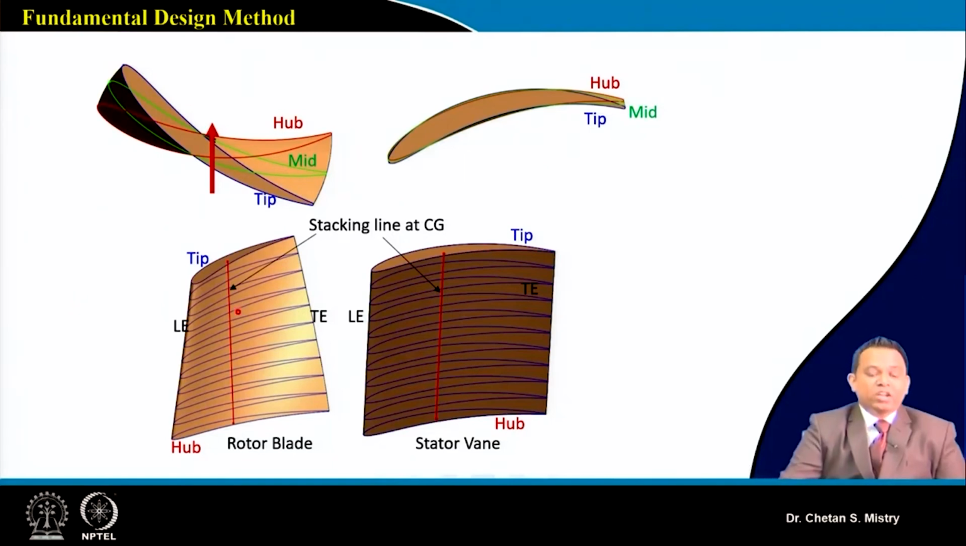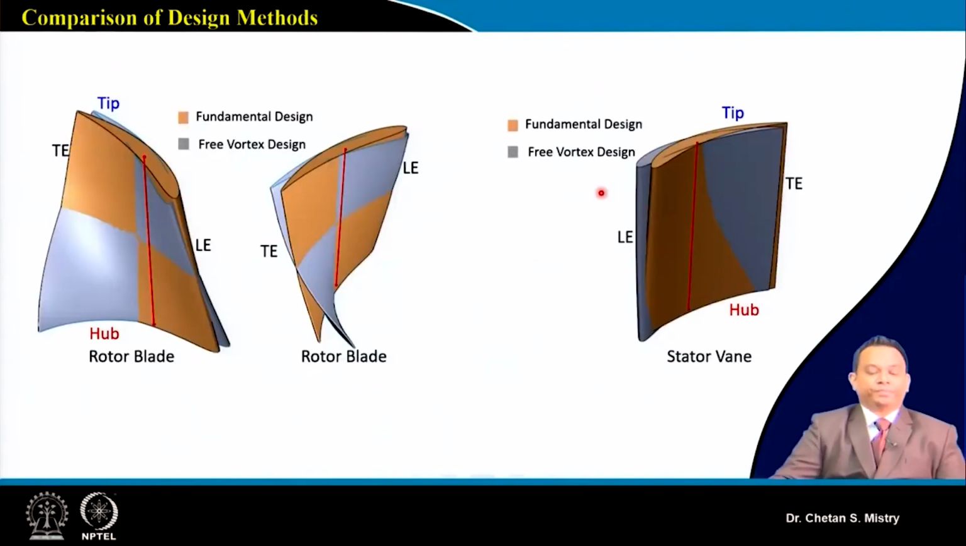Now interestingly, if you look at this rotor blade, it has slightly lower twist compared to what we did for the free vortex design. Same way for the stator, this is a variation of my angles. Let's compare one by one. Here there are two plots. This golden color represents my fundamental approach, and this silver color represents my free vortex concept.